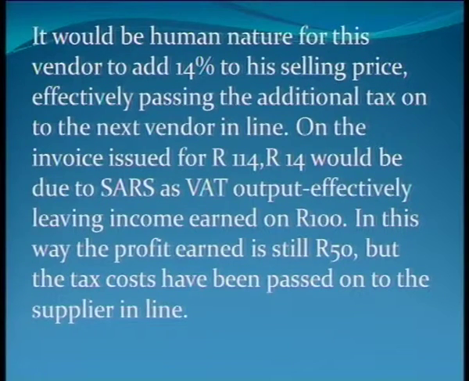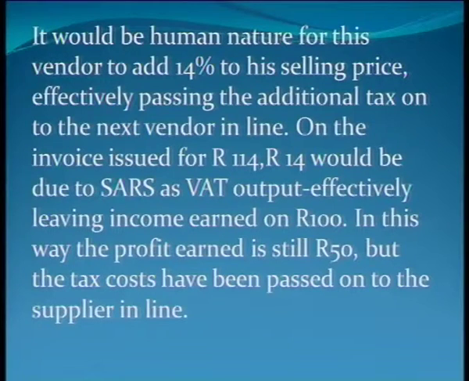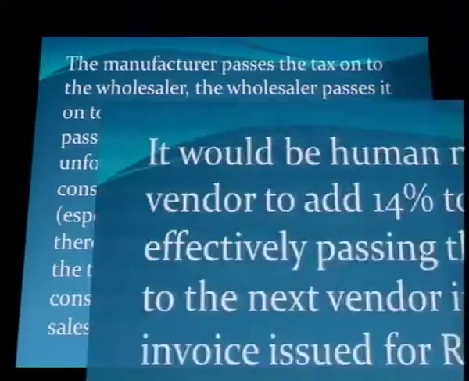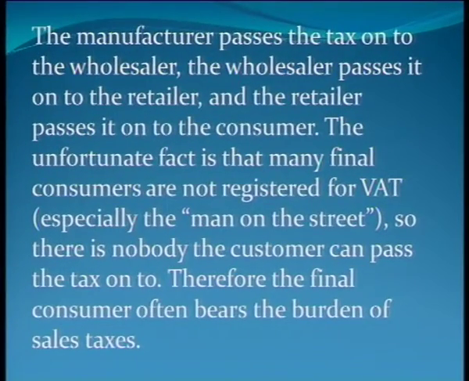That's the total that you are going to pay when you do a purchase. But this amount, the $14, can be claimed back when you do your VAT returns. In this way, the profit earned is still $50, but the tax cost has been passed on to the supplier in line. The manufacturer passes the tax on to the wholesaler, who passes it on to the retailer, and the retailer passes it on to the customer.